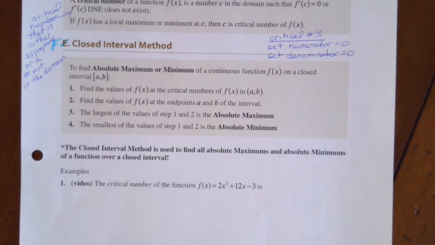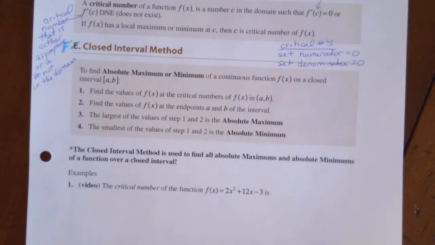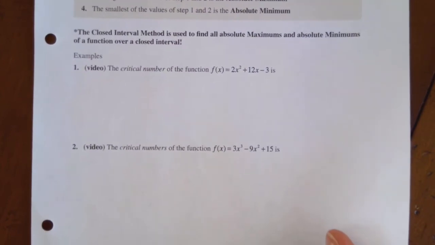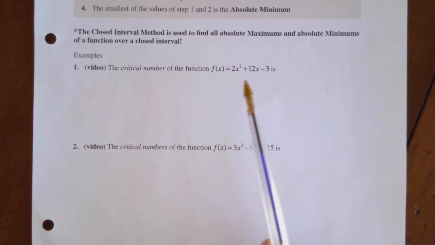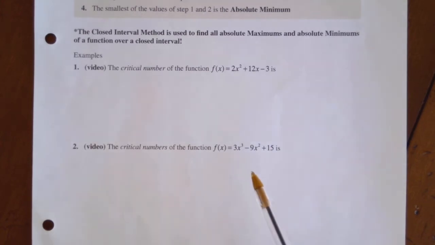Okay, all right, so 1 and 2, Dr. Taylor did with you, finding the critical numbers, and those are just polynomials. And remember, for a polynomial it's basically finding the derivative, setting it equal to 0, and solving. Okay, so nothing special about polynomials. There's no restrictions on the domain. So, you just find them like you normally would.